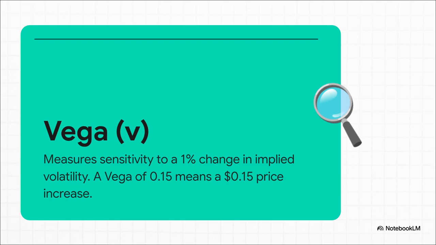Vega tells you exactly how much your option's price will change for every 1% shift in implied volatility. This is huge. It means that if fear and uncertainty spike in the market, implied volatility goes up, and an option with positive Vega gets more expensive. Get this. It can happen even if the stock price doesn't move a single penny.